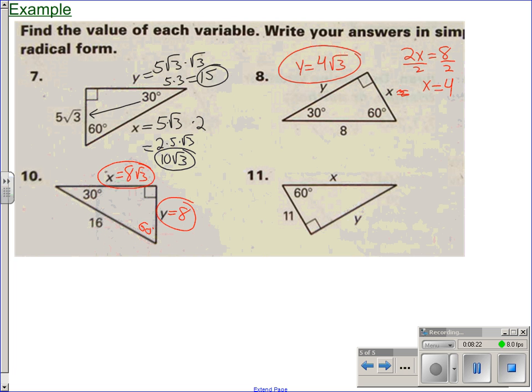In number 11, that's our 60-degree angle with that 90. That forces that to be a 30, which means the 11 is the shorter leg. That means y is 11 square root 3, and x will be 22. All right. That's it for these. That's essentially all there is to this stuff.